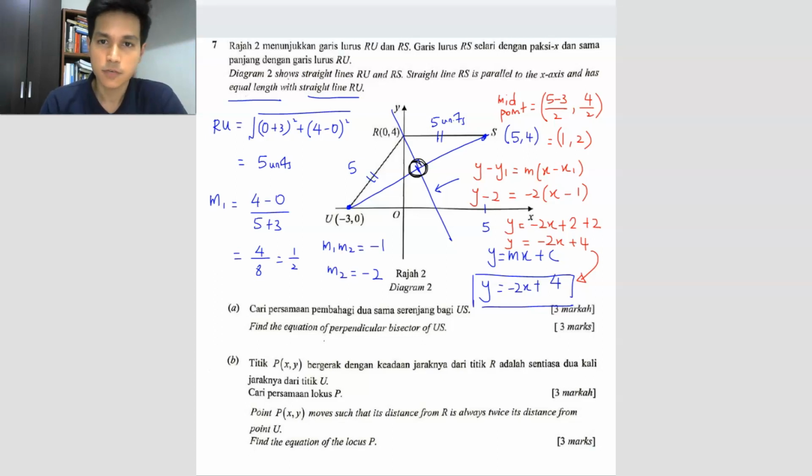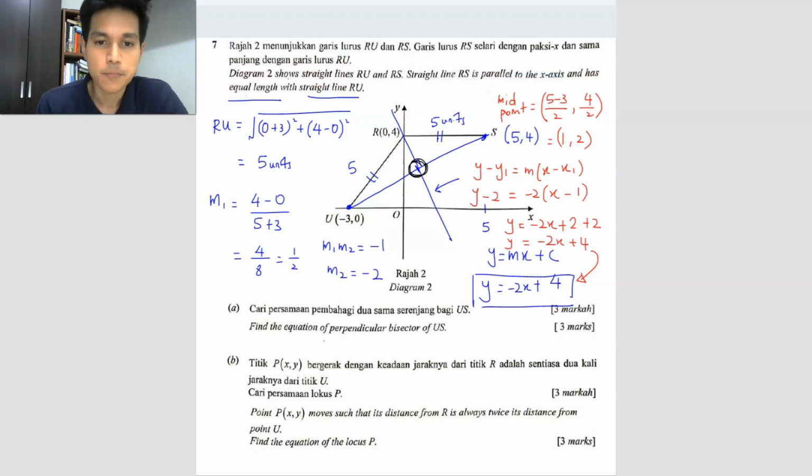Of course, if you understood this concept, then straight away you can find your equation, because it's only 3 marks, right? But let's say you don't understand why the y-intercept is (0, 4) here, then you can use the midpoint method. Okay, so both ways work.